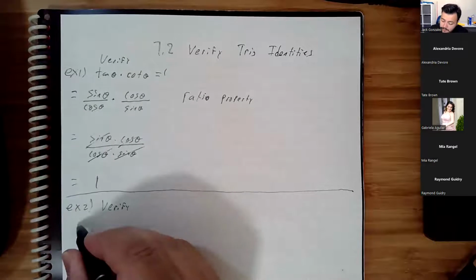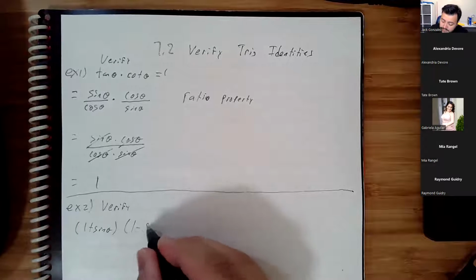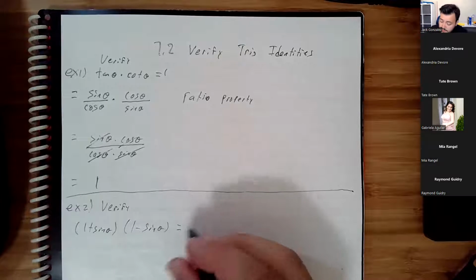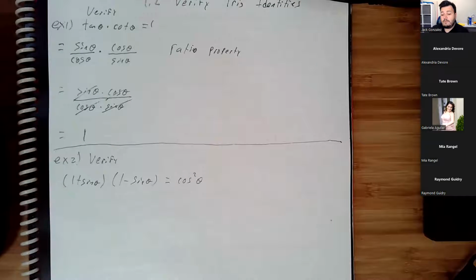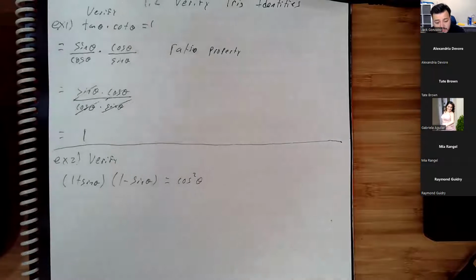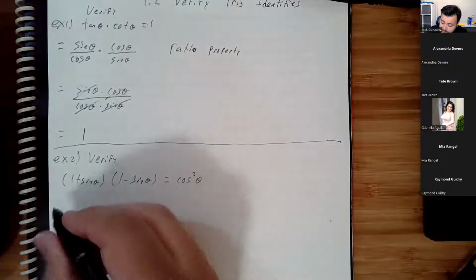Okay, let's do another one. So 1 plus sine times 1 minus sine is equal to cosine squared. So you need to choose. When you start these, you need to choose one side. You don't work on both sides. Okay. So as I said, pick the more complicated side, right? This looks harder to deal with. So let's start with this side.